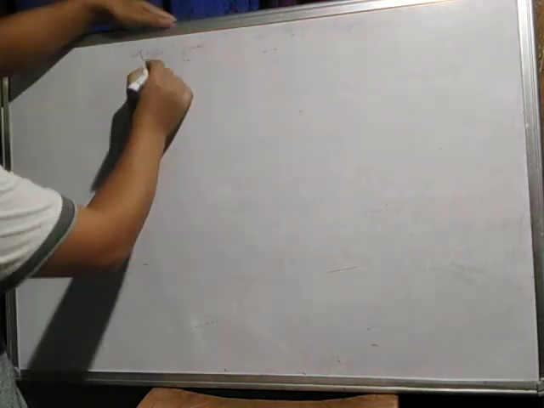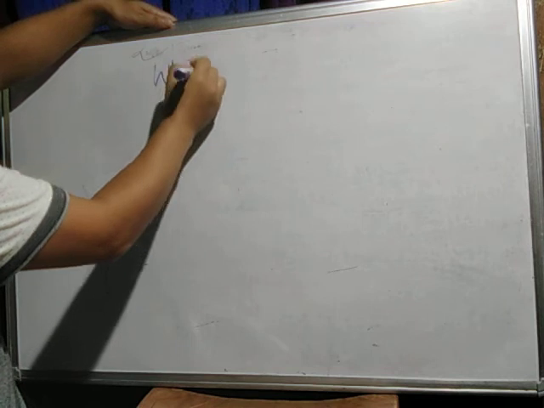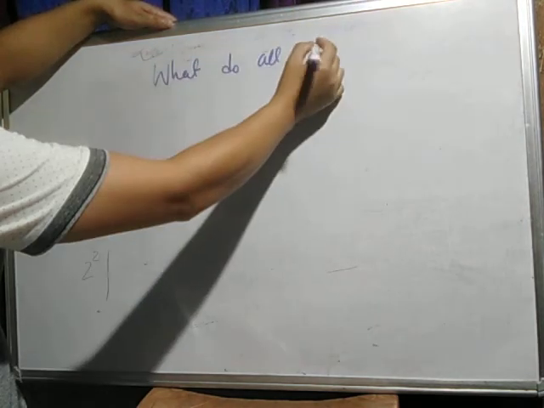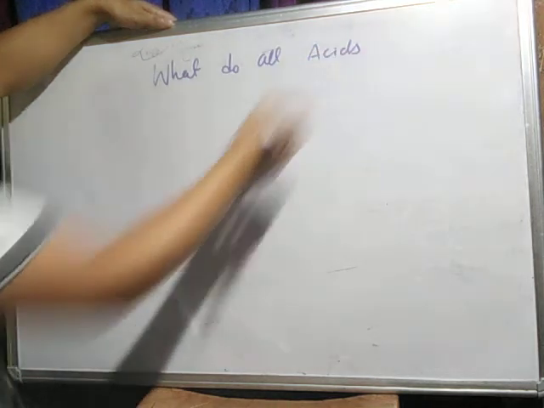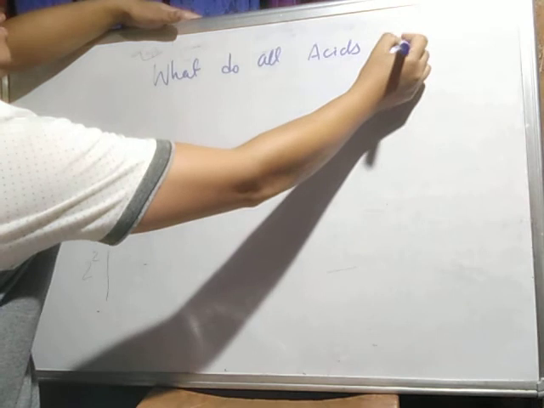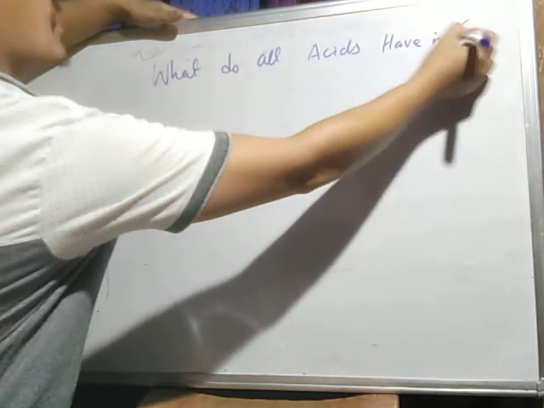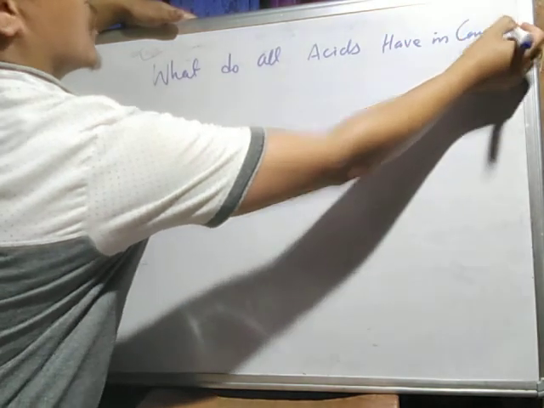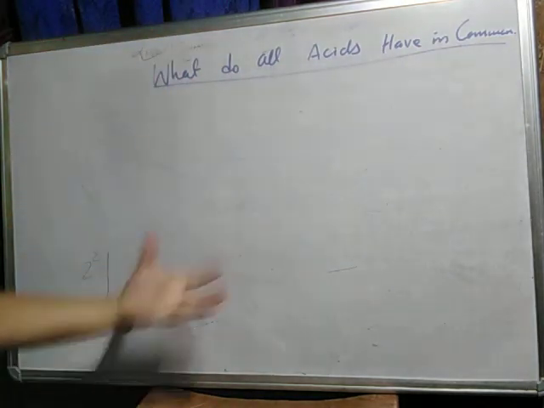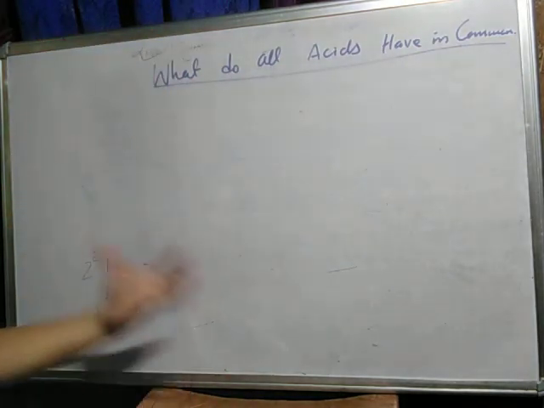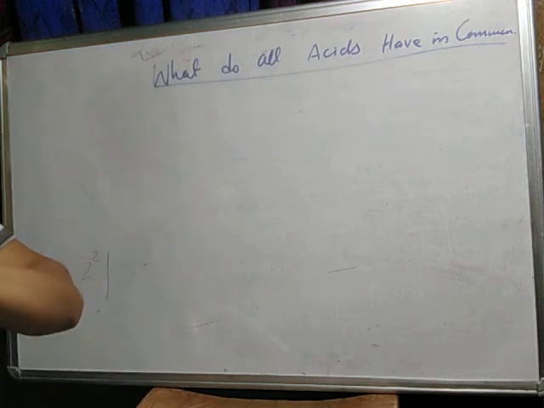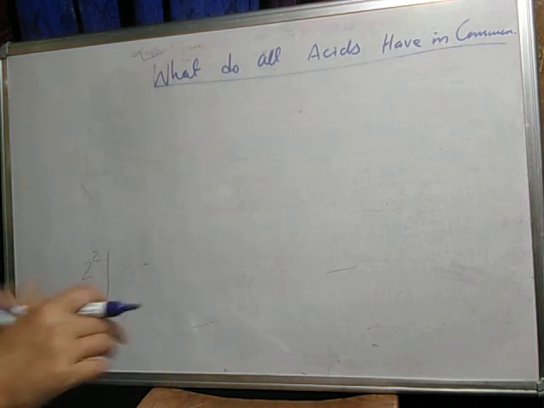Just write down what do all acids have in common? Or in other words, what is there in all the acids to behave as an acid? What is there due to which it behaves as an acid, whatever compounds or whatever mixture?